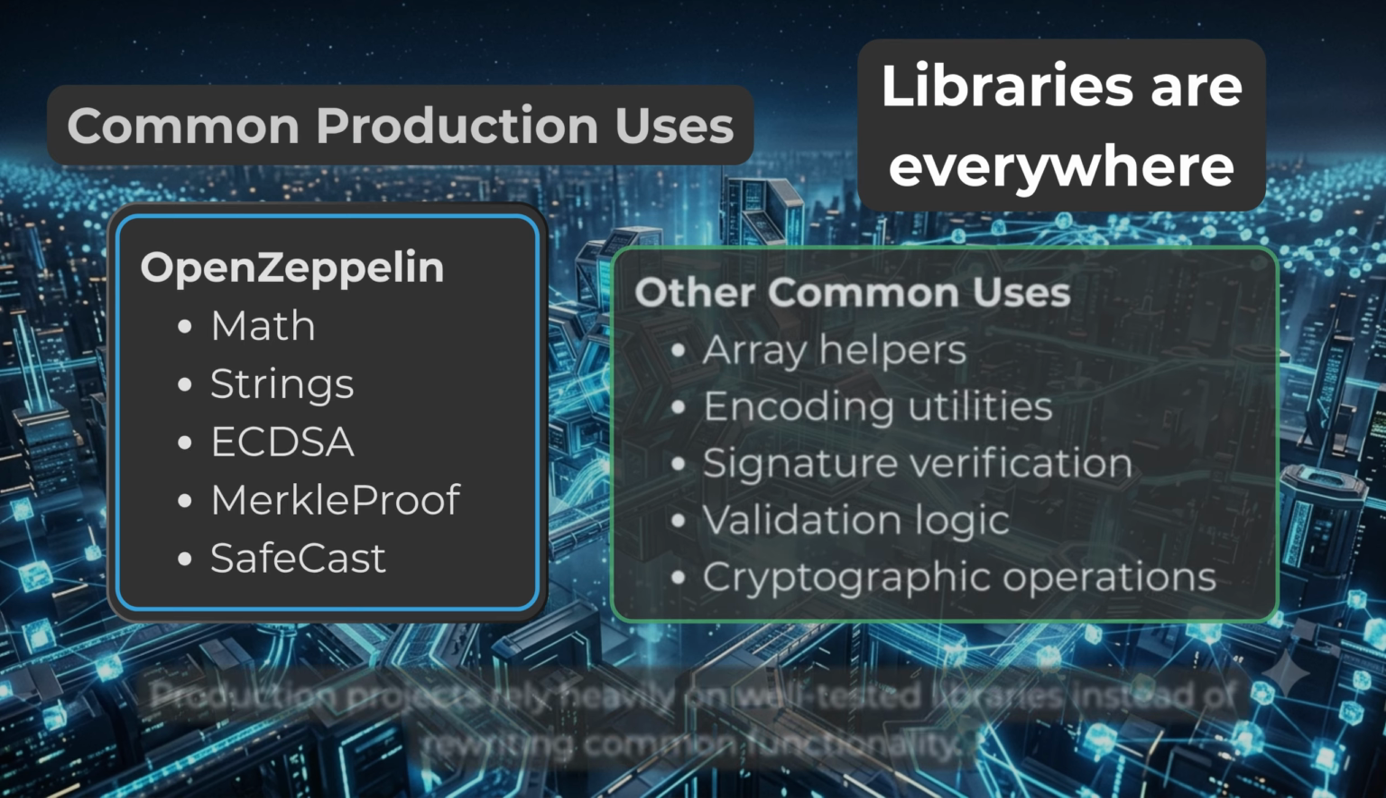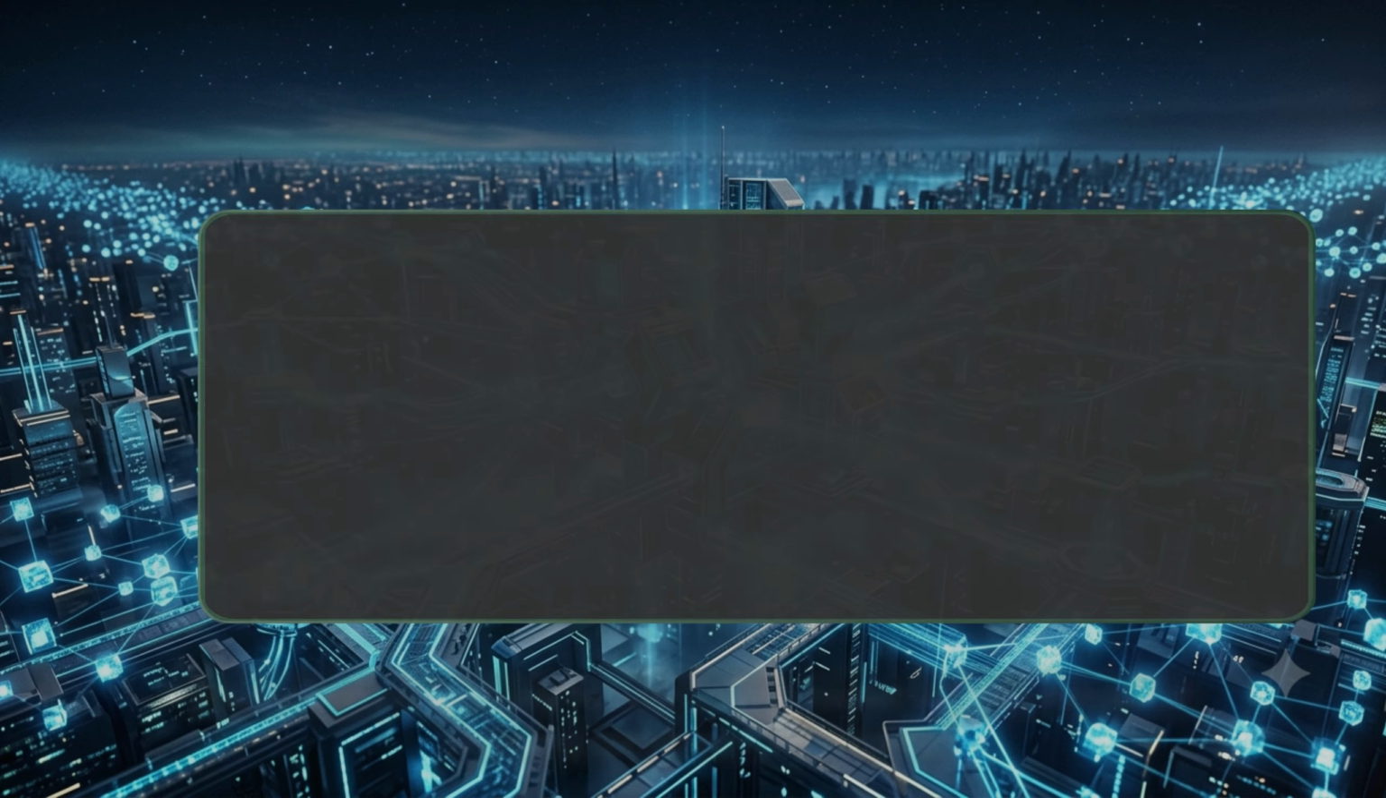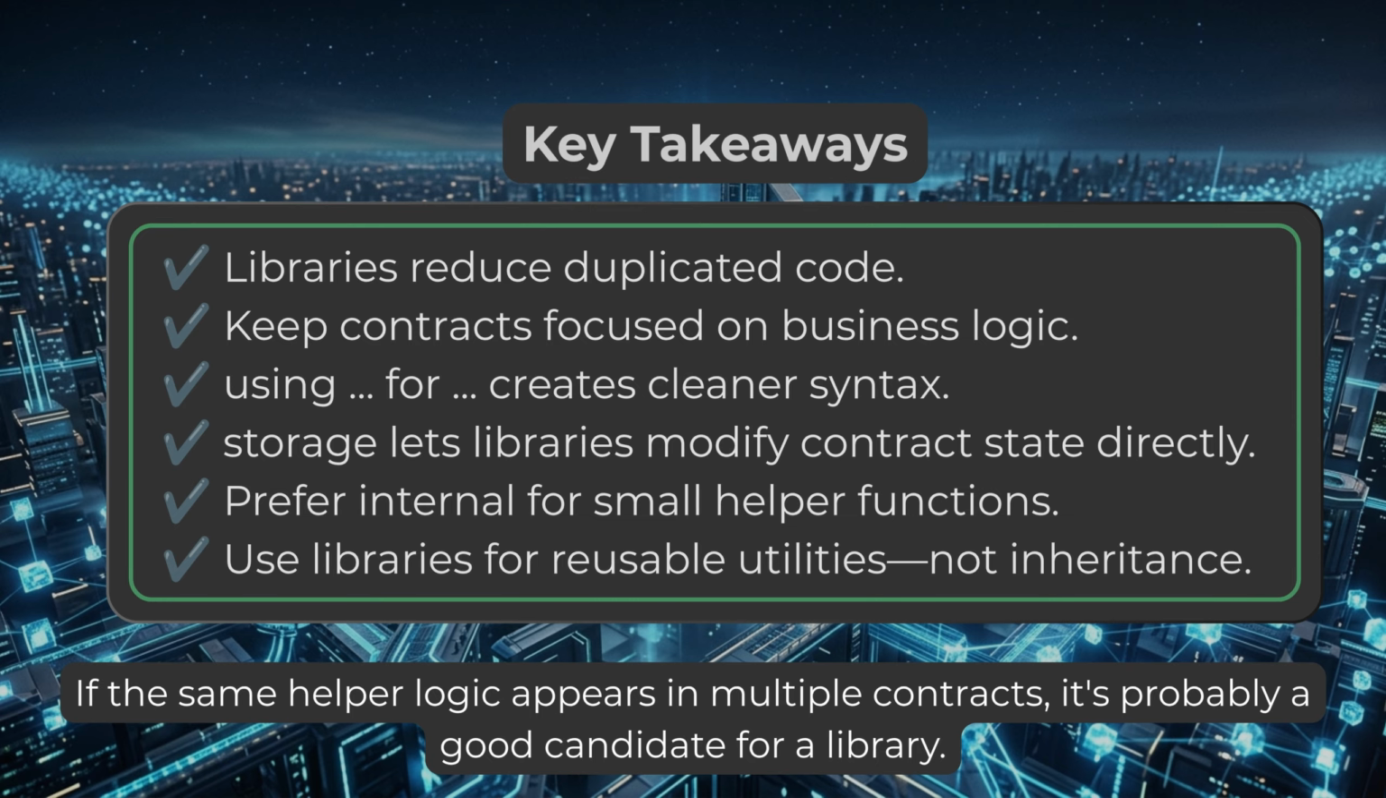Libraries are everywhere in production Solidity code. They're commonly used for math, arrays, strings, cryptographic signature verification, encoding, decoding, and validation. Projects like OpenZeppelin provide many production-ready libraries that have been thoroughly tested and audited, making them a standard choice in modern smart contracts. Libraries help you write Solidity code that is modular, reusable, and easier to maintain.